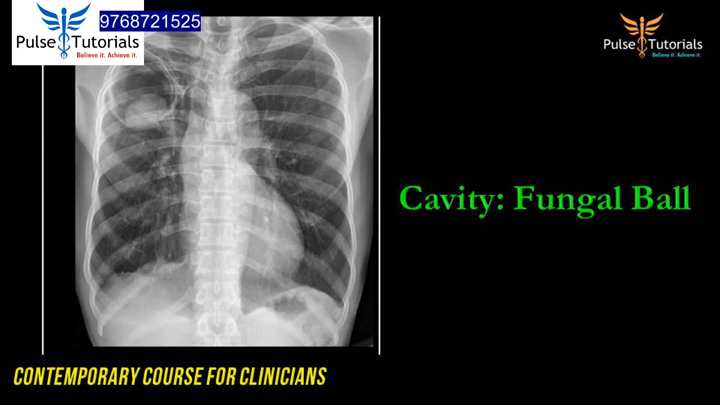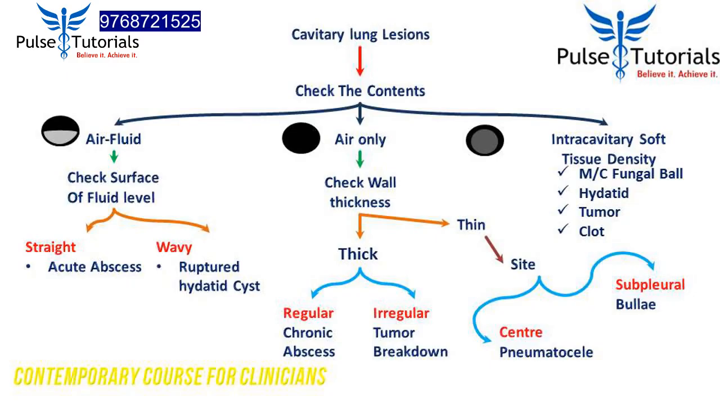This is an example of fungal ball. Observe how you can see a white mass within the cavity. So basically I have told you about cavitatory lesions and fungal balls. How do you differentiate between them? It's a pretty simple flowchart. I want you people to please take this down.